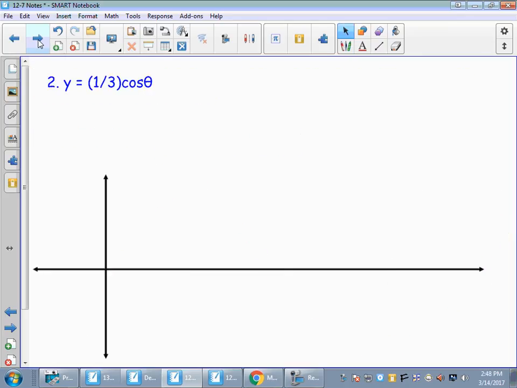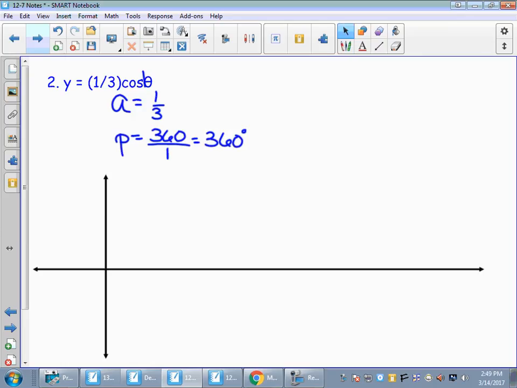Second example, I stuck with the 1/3, changed it to cosine, and now my A value is 1/3. So it's implied that the B value is 1 here. So my amplitude is 1/3, which means this graph is condensed or compressed vertically. We're going to squish it vertically. And then the period is just 360 degrees divided by 1, which is 360 degrees. So the period did not change here. No horizontal dilation, just the vertical.